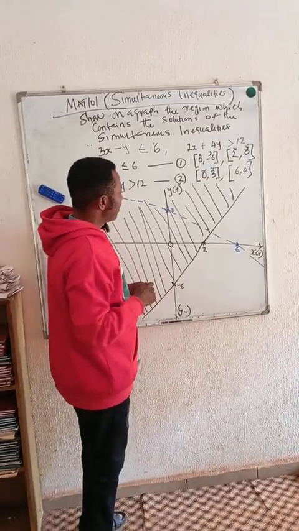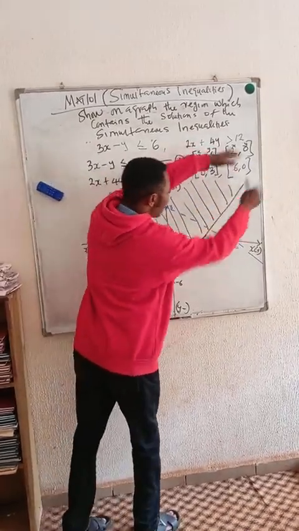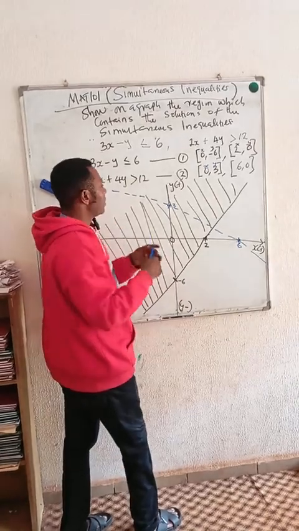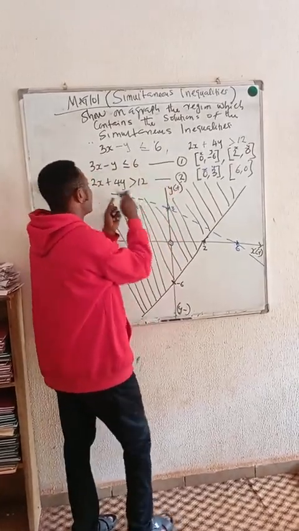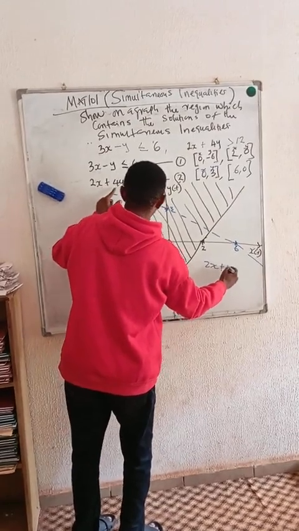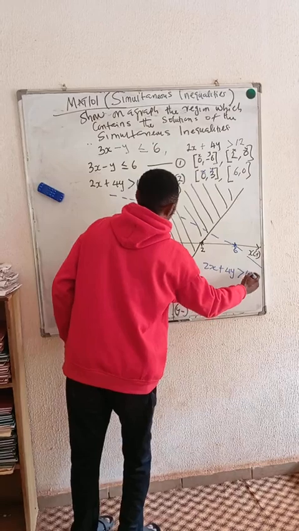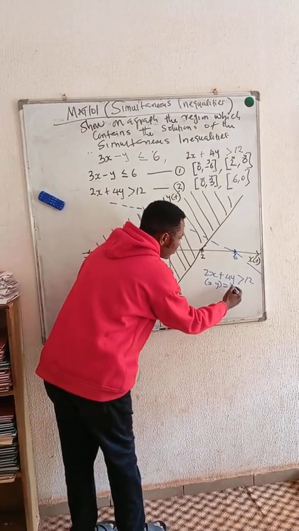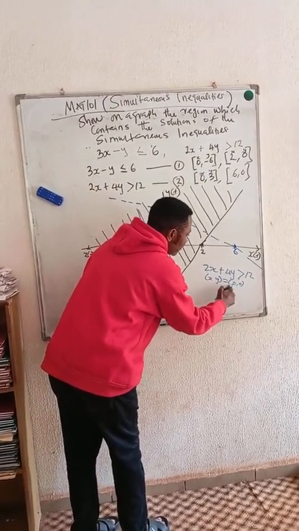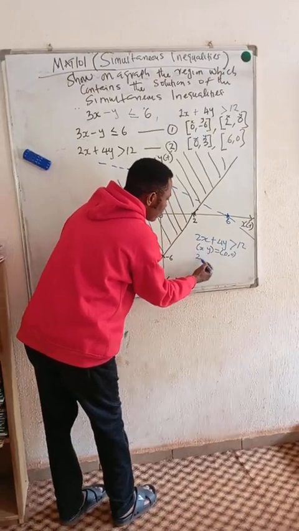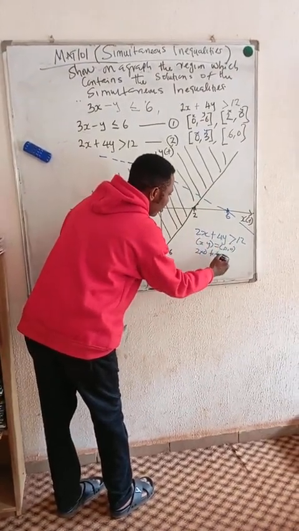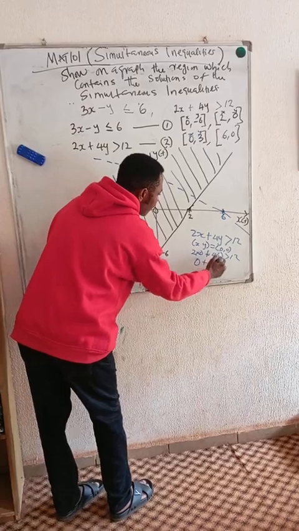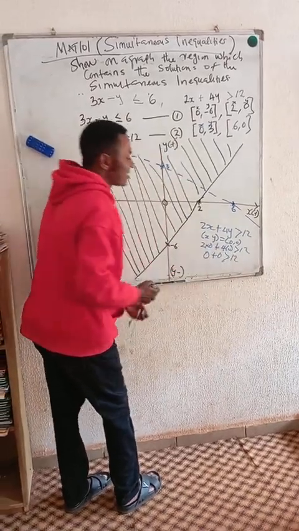Now, finally, are we shading to the right or to the left? Will the origin be included in the shading? How do we know? The same thing we did before in 1, we're going to do in 2. Now, at the origin, what happened to this equation? We put x to be 0, y to be 0. So when we put 0 here, 2 multiplied by 0 plus 4 multiplied by 0. 2 times 0, you have 0. 4 times 0, you have 0. So look at it, 0 plus 0, 0.